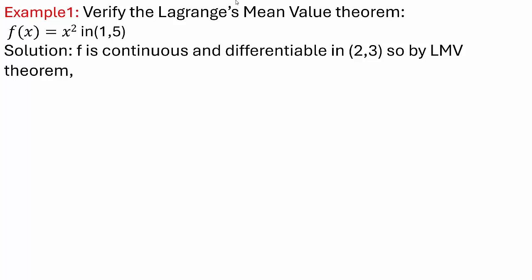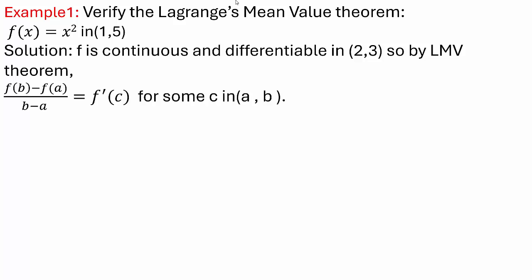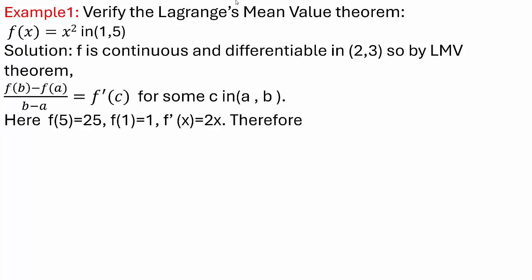Therefore, f is continuous in the closed interval [2, 3], and f is differentiable because x squared has a derivative 2x. Therefore, f(x) is differentiable in the open interval (2, 3). So, by Lagrange's mean value theorem, (f(b) minus f(a)) divided by (b minus a) equals f dash c for some c in (a, b).